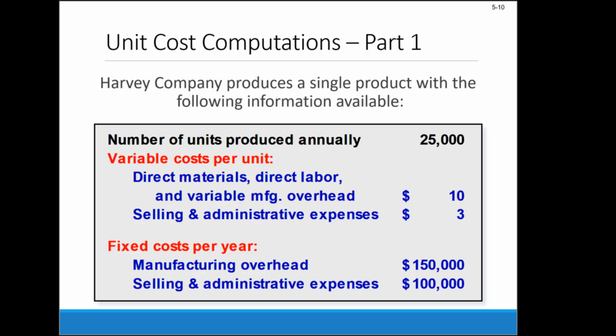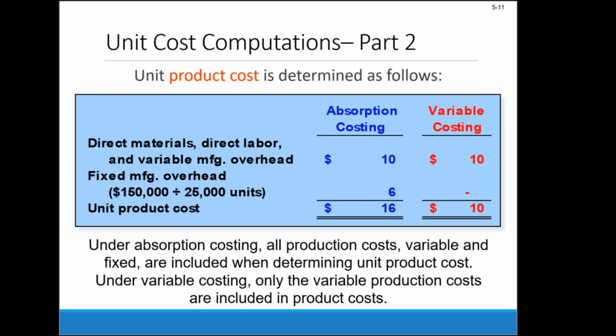They also incur $3 per unit in variable selling and admin expenses. And then at a fixed cost level, we've got fixed overhead of $150,000 per year and fixed selling and admin expenses of $100,000 per year. So if we want to derive a unit product cost under both absorption costing and variable costing, we just really need to keep in mind the sole difference in those costing methods is how we treat that fixed overhead.